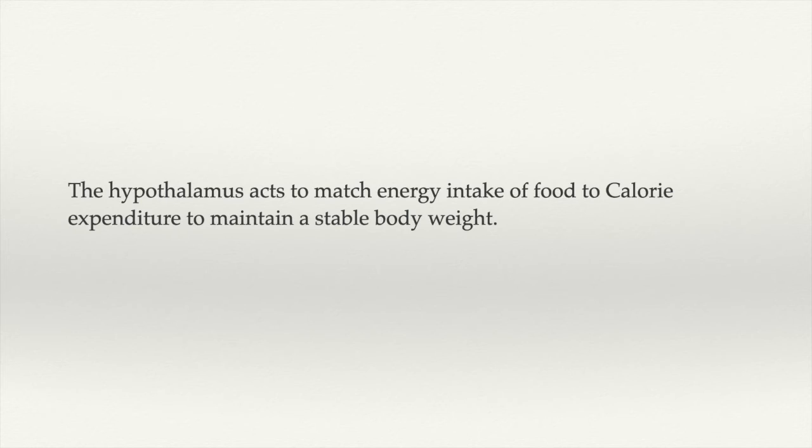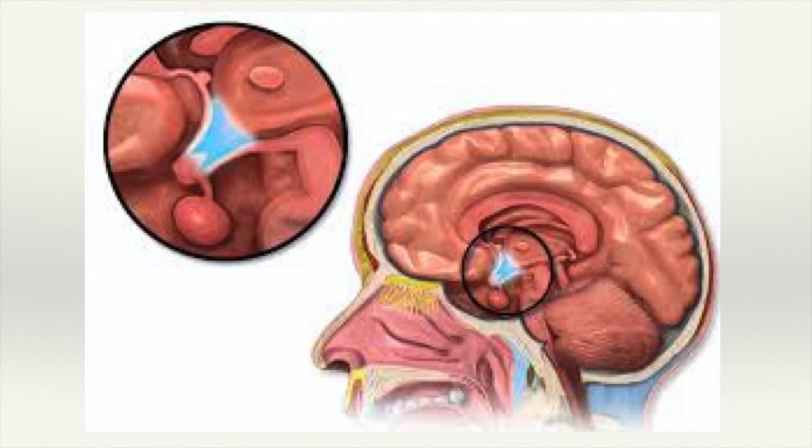The hypothalamus acts to match energy intake to food to calories expenditure to maintain a stable body weight. The hypothalamus is the regulator of our body weight. This here is a picture of where the hypothalamus is, and below the hypothalamus is the pituitary, so there is a direct connection with the pituitary that connects to the body hormones also.